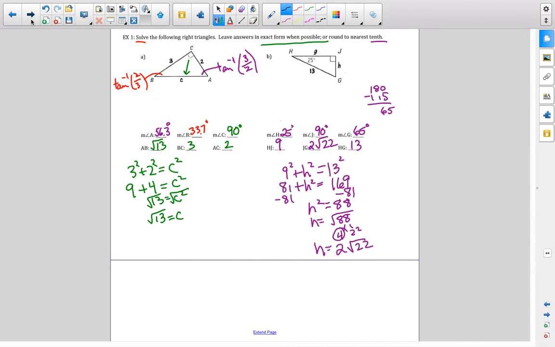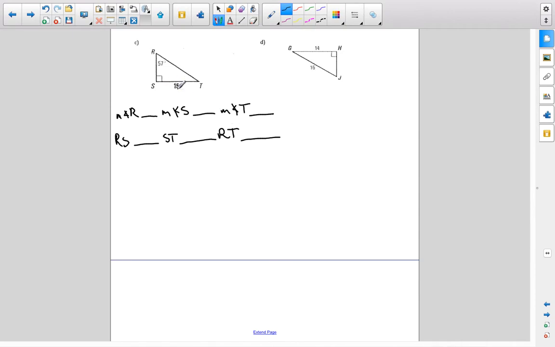Now, as you noticed in the first two problems, we already had two sides of the right triangle. In these two problems, we only have one side and one angle. Our angle R is 57 degrees, so we'll fill that in. And our angle S, we already know, is 90 degrees. What would angle T be? What is 90 minus 57? I think it is 33 degrees. So if I add 33 plus 90 plus 57, I should get 180.